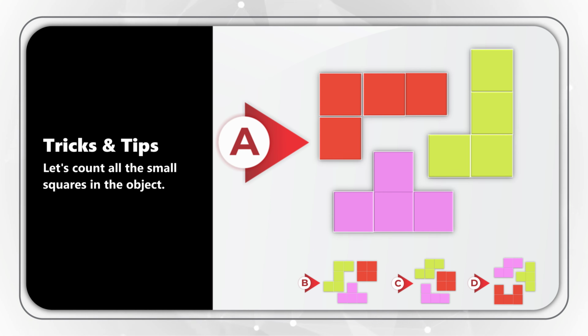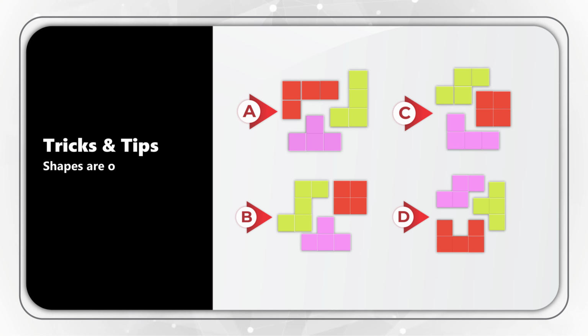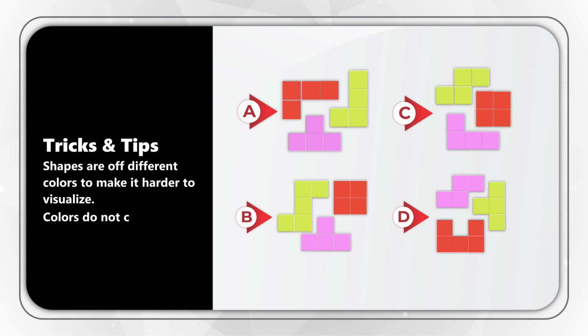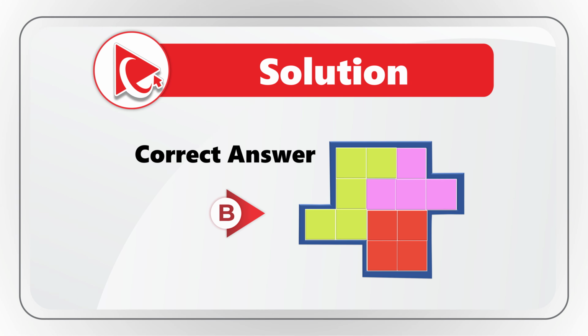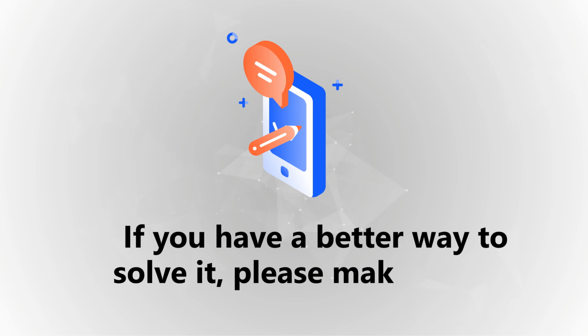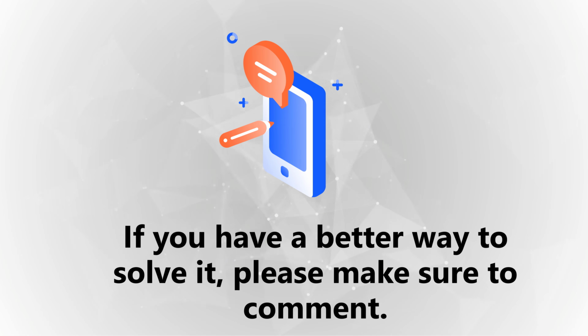Another trick question designers use is colors. If you look closely, target shapes are of different colors just to make it harder for you to visualize and find the right set of shapes, which means that colors do not contribute to the pattern detection. Do you know any other tricks of solving these types of challenges? Please make sure to post them in comments.